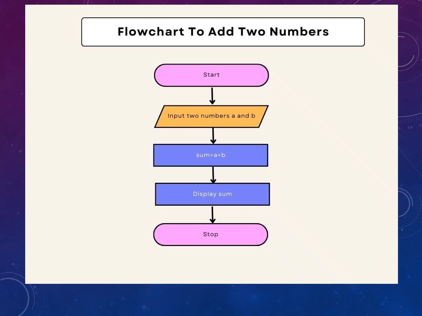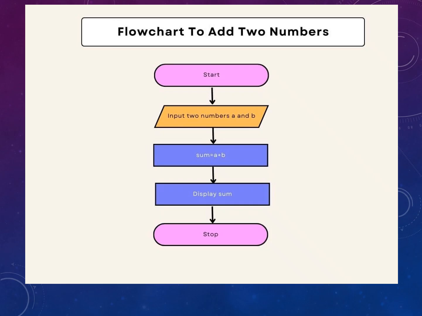Now this is a flow chart to add two numbers. First we take two numbers from the user. For example, a is equal to 10, b is equal to 20. Sum is equal to a plus b. This is a process, so we use a rectangle: 10 plus 20 is equal to 30. Display sum. We display the answer. The output is 30.